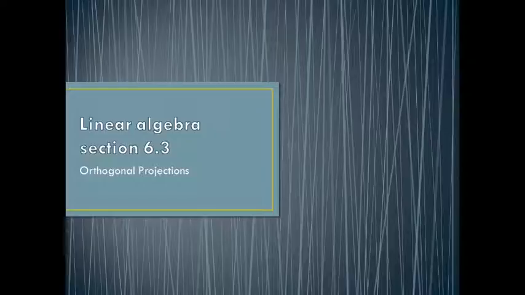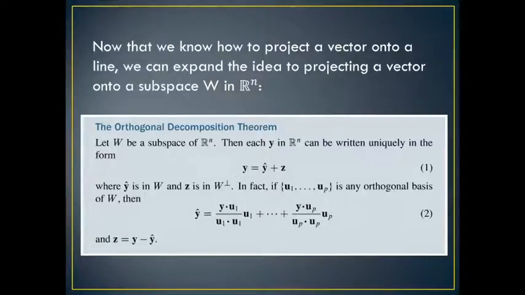In the last section, we talked about projecting a vector onto a line, and now in this new section, we're going to project a vector onto any subspace that has an orthogonal basis. So, now that we know how to project a vector onto a line, we can expand the idea to projecting a vector onto a subspace W in Rn. And we use the orthogonal decomposition theorem in order to find our orthogonal projection. And it's just an expansion of the formulas that we use to project a vector onto a line.